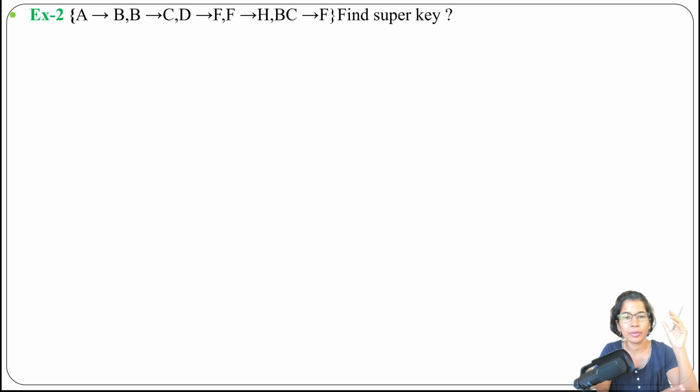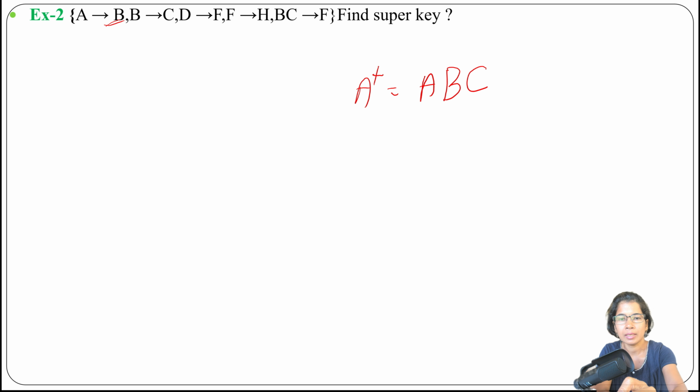How can you find the super key? For super key, we need to find attribute closure. The attribute closure which contains all the attributes is the super key. First, we will find A positive closure. A positive closure will be A. From A, we can imply B, so B. Then B implies C, we can write C. B implies F, we can write F. F implies H, so we can write H. A positive closure is A, B, C, F, H.